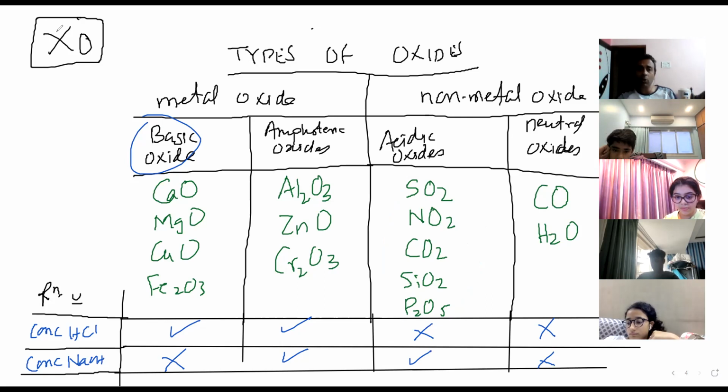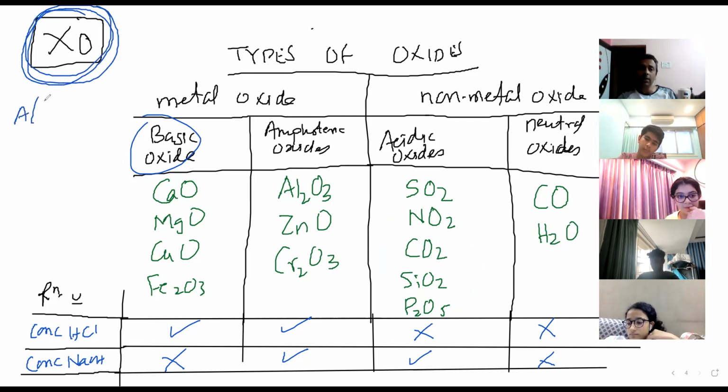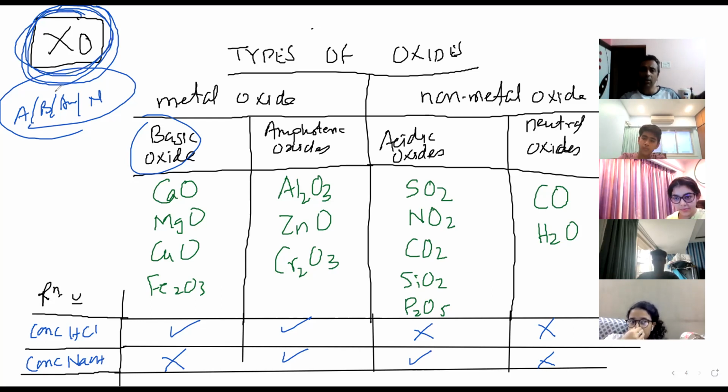So if I have to know whether this oxide XO is acidic, basic, amphoteric, or neutral, how can I find out experimentally? Suggest a method to check whether an unknown oxide is acidic or basic or amphoteric or neutral. Take two parts, react one with acid and react one with base, and check whether a reaction is happening or not.